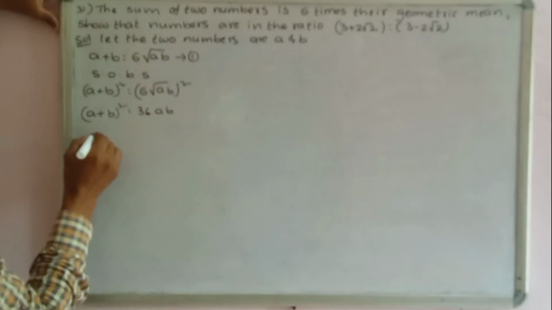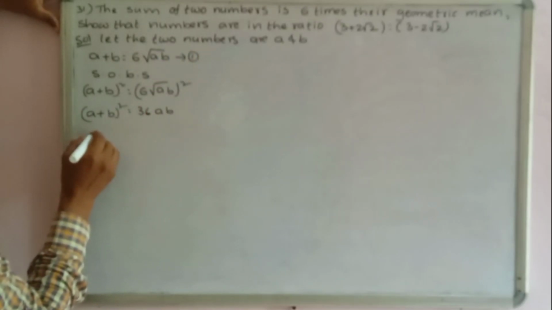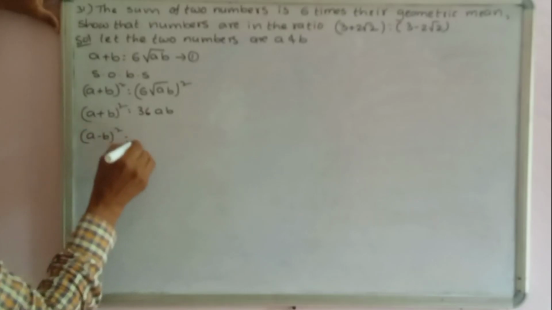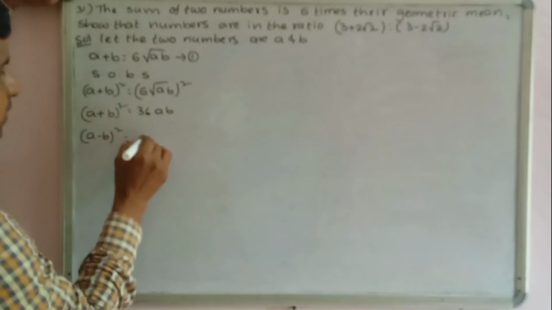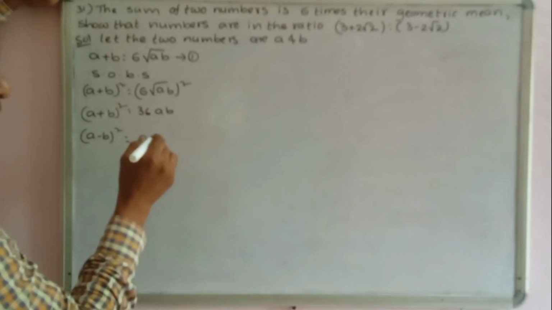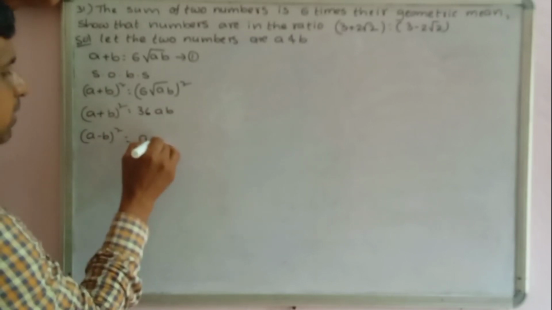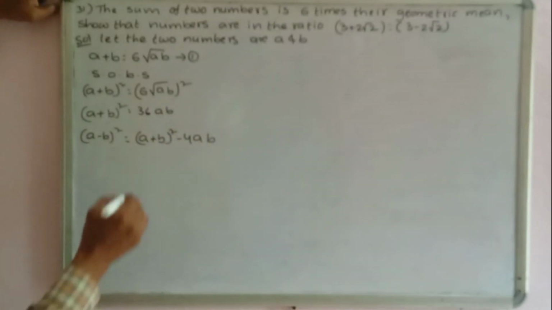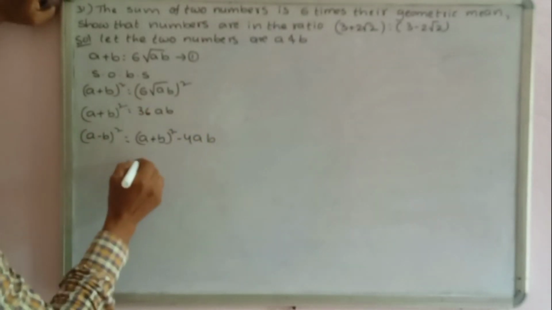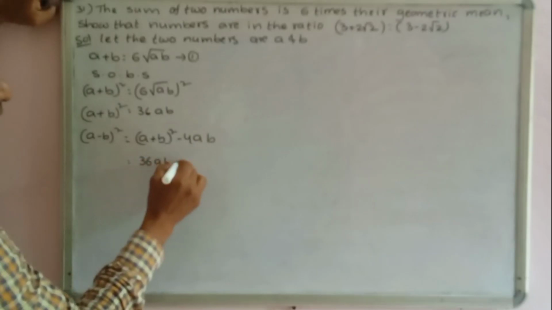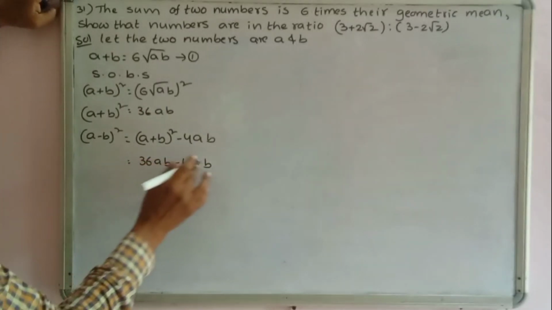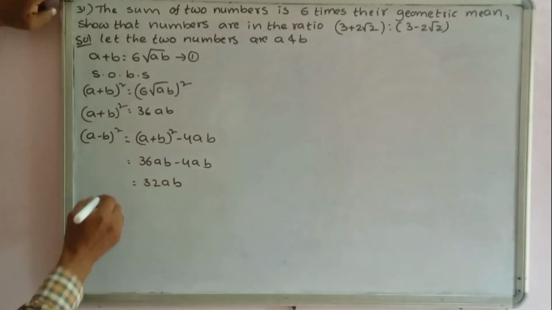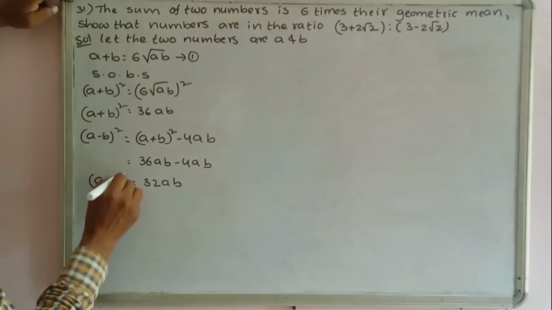Okay. Now we know that (A minus B) whole square. What is the formula of (A minus B) whole square? (A minus B) whole square is A square plus B square minus 2AB. So one more formula: (A plus B) whole square minus 4AB. What is (A plus B) whole square? 36AB minus 4AB is 32AB. This is (A minus B) whole square.